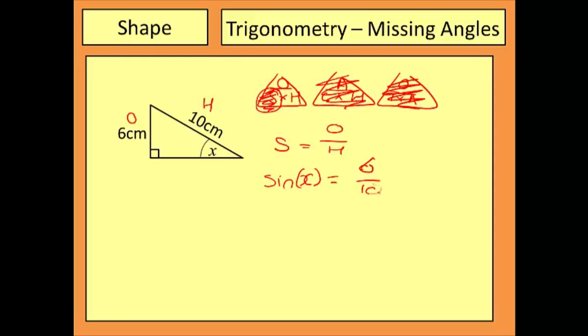When I type this into my calculator I need to type it in a very particular way. I'm going to press the shift function and then the sine button. This should give me inverse sine. I'm then going to type in 6 divided by 10. What this is telling the calculator to do is to do the inverse sine of 6 over 10, of the opposite divided by the hypotenuse. This will give me the missing angle, which is a value of 36.9 degrees.